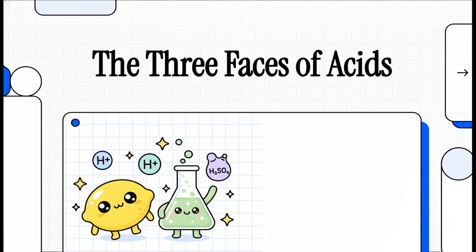When you think of an acid, you probably picture something sour, right? Maybe a lemon, or maybe something bubbling away in a chemistry lab. But what is an acid, really? Well, it turns out chemistry has not one, not two, but three different ways of looking at that question. So let's dive in and see how our understanding has changed over time.